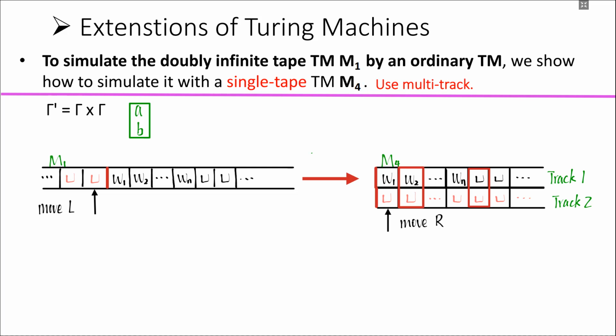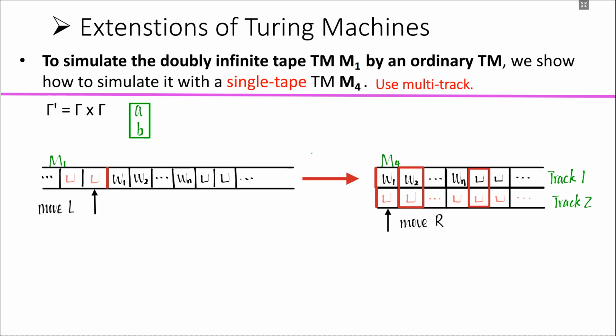Now the tape alphabet is not gamma, but gamma times gamma. Visually, you can see now a single tape symbol in the new machine has two ordinary symbols, one on the top track, one on the bottom track. The cell circled in red is a single tape cell in the new machine.